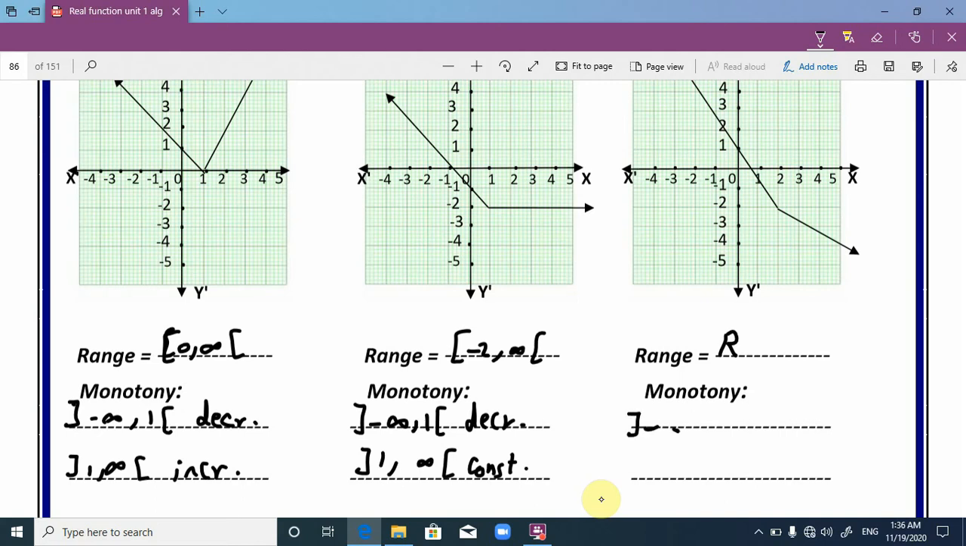From negative infinity to 2, f is decreasing. And from 2 to infinity, f also is decreasing.